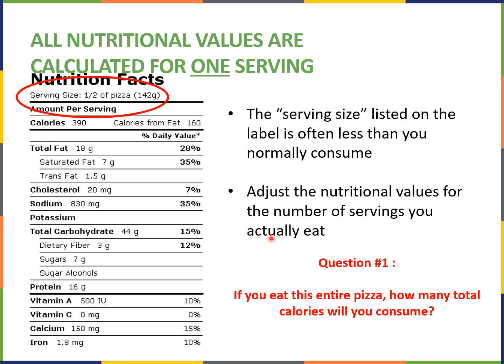So if we eat this entire pizza, how many total calories would we consume? We're just multiplying 390, which is our total calories here, by 2, since we're eating a whole pizza. So we'd have 780 calories.